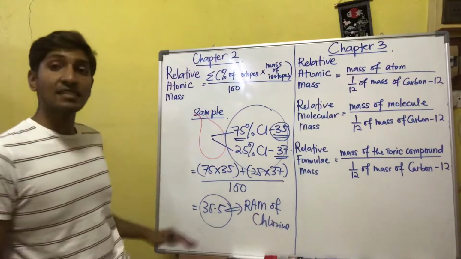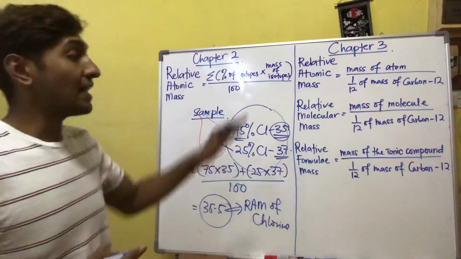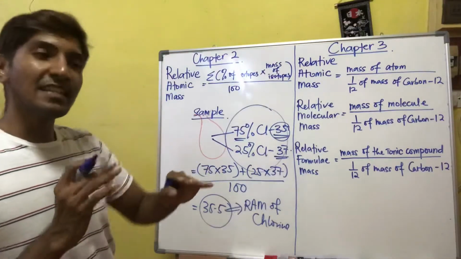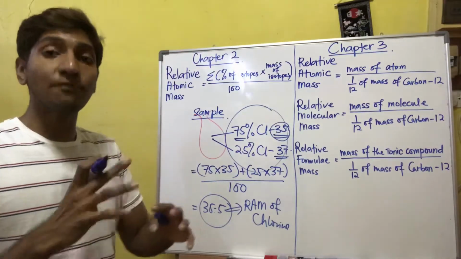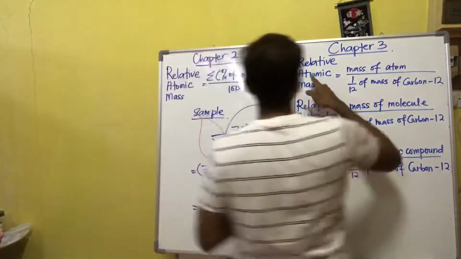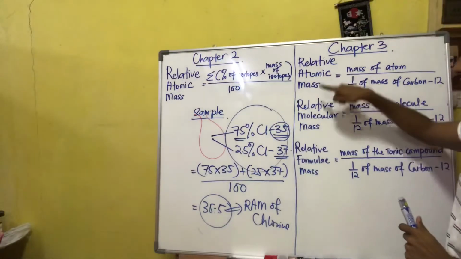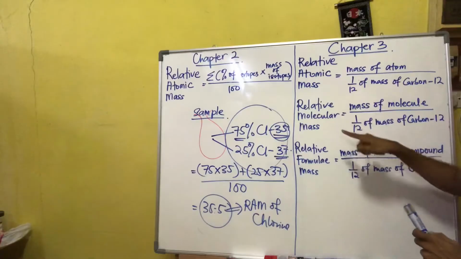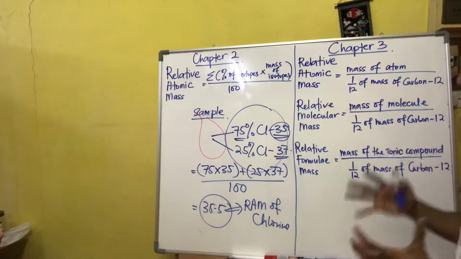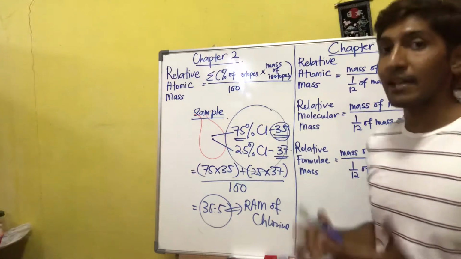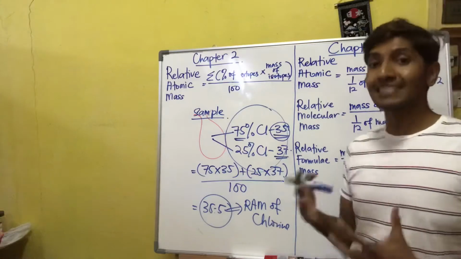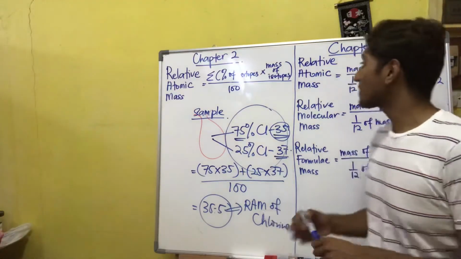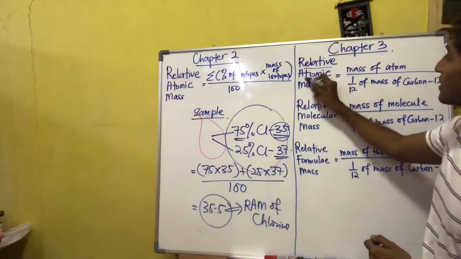Okay, so this is our knowledge from chapter 2, and now we're going to go to chapter 3. It is a bit similar but different in a way. So here, relative atomic mass, relative molecular mass, and relative formula mass. These three do differ in a way, but how to calculate and how we determine the value are basically the same. So what is relative atomic mass?